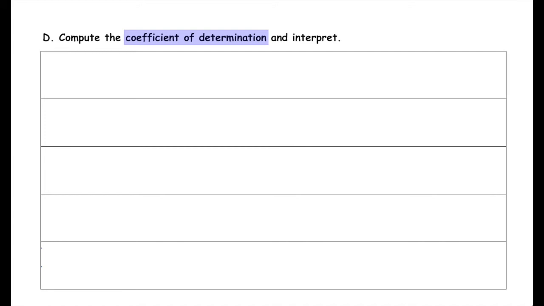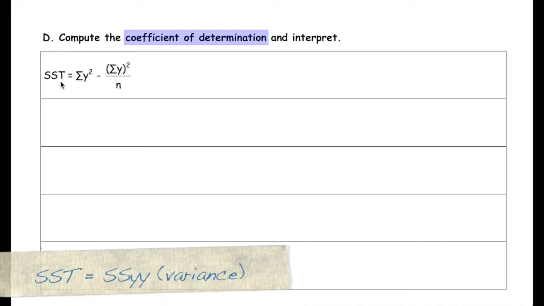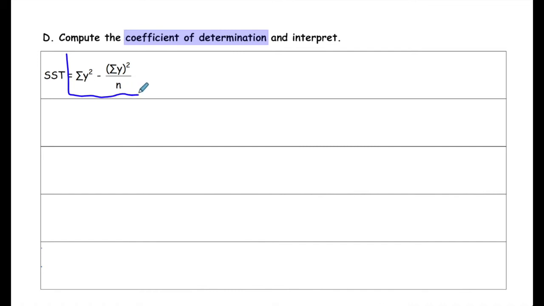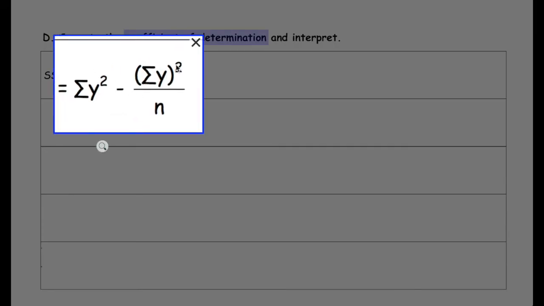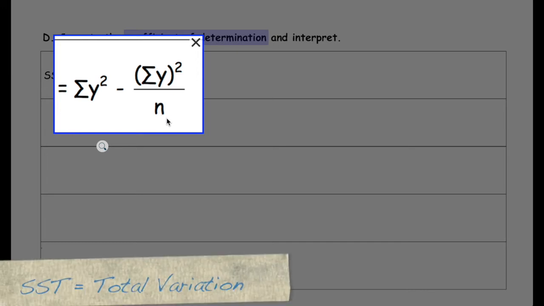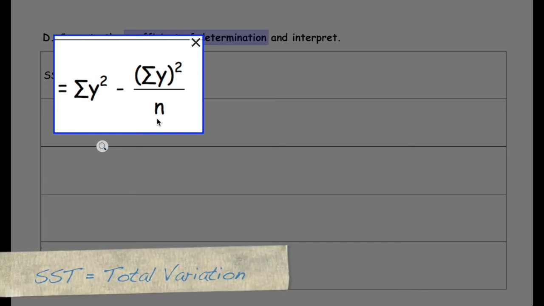In order to calculate r squared, the first thing we're going to have to do is to calculate SST, the sum of squared total, or the variance of y. The way that you do that is by taking the sum of y squared and then minusing the sum of y all squared over n. So this equation should remind you of the equation for SSXX. You simply switch all the x's to y's.